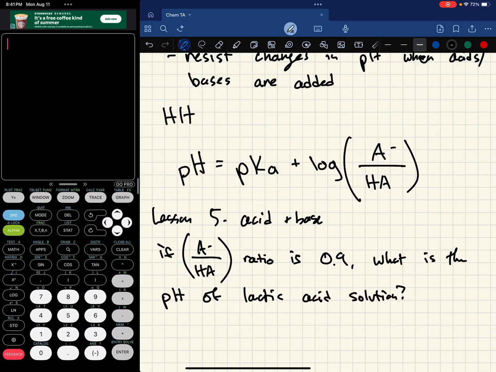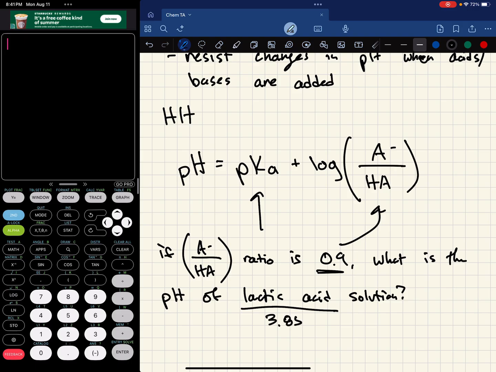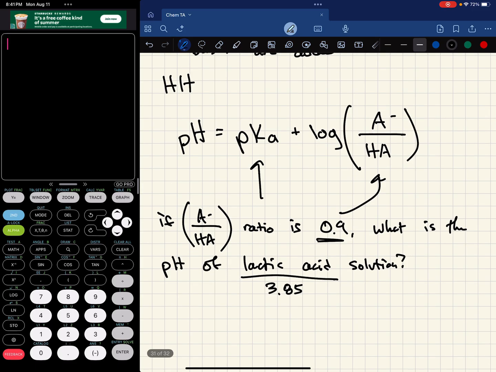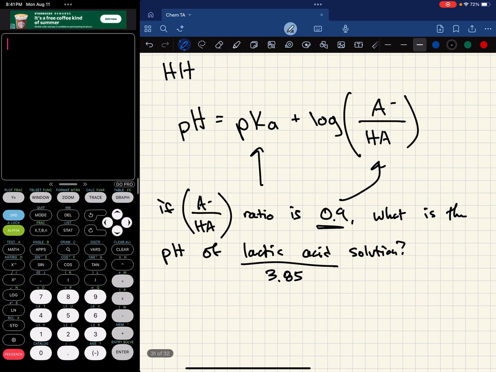Here's your problem. So our ratio is 0.9. That just goes right here into this part. This is the pKa of whatever the acid is. So in this case, it'd be the pKa of lactic acid. The number is 3.85. And it's saying what's the pH? I won't explain it too complex. If you learned about it, then great. But if not, I'm just going to show you how to do the math today.